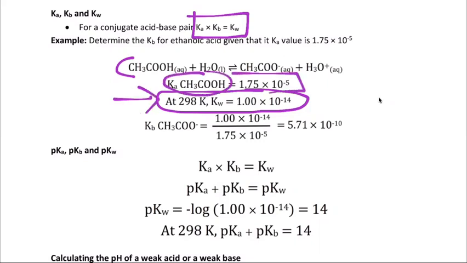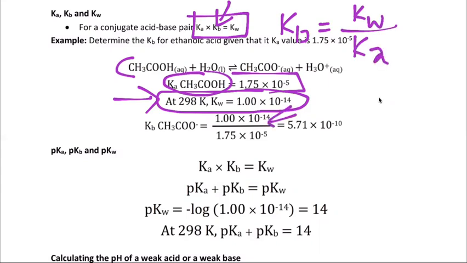And we should know this is something that doesn't change. Kw is always 1 times 10 to the minus 14 as long as we're at that temperature. So I'm just going to plug it in. Since I'm solving for Kb, I can rearrange the equation. Kb is Kw divided by Ka. And that's what they've done here.